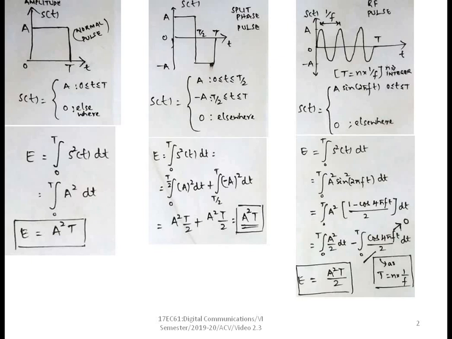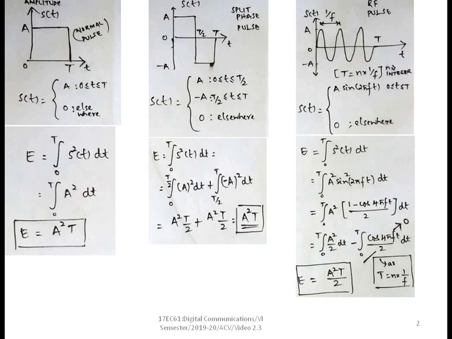As the RF pulse sine 2 pi ft has an integer number of cycles over a bit duration 0 to T, cos 4 pi ft, which is exactly twice the frequency of sine 2 pi ft, will have twice the number of cycles, which will also be an integer value over 0 to T. So that integral reduces to 0. Why? Because there are equal positive and negative amplitudes over the duration. So the energy is equal to A square T by 2.